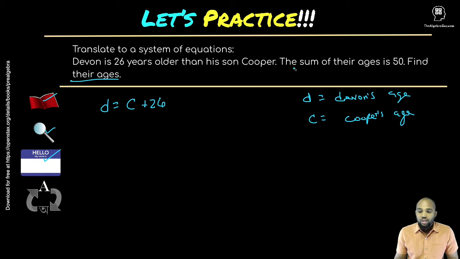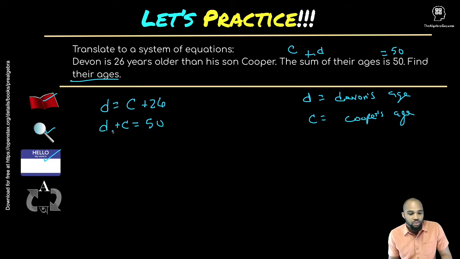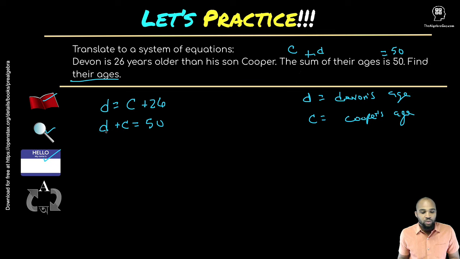Now, what else do we know? That the sum of their ages is 50. So how do I do that? Well, I know it's saying that Devin's age plus Cooper's age is 50. The sum of their ages is equal to 50. So they're saying the same thing. Cooper and Devin are going to add up to 50. And it didn't matter which one I put first because addition is commutative. All right, so that would be the system that I would use to identify their current ages.